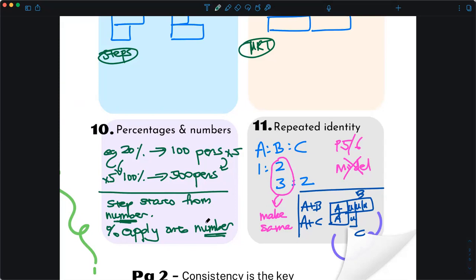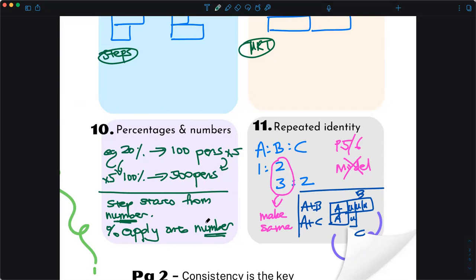Repeated identity, ROI, is when one of the identities is repeated. So in this case, B is repeated. There's a sentence like A is to B, then the next sentence is B to C. Then you make B the same because B is repeated twice.